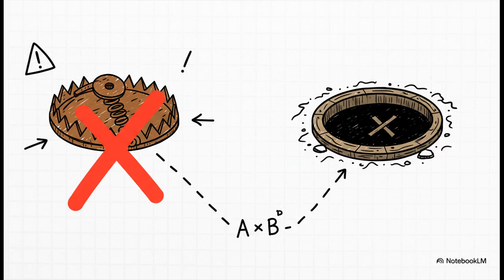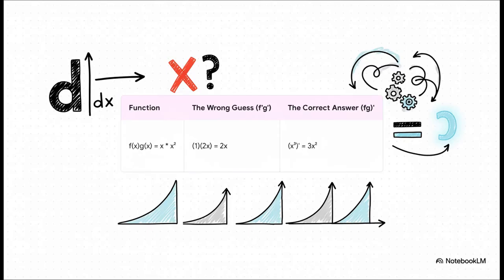Nope, don't do it. It's probably the single most common mistake people make when they're learning this. And let's just prove it with a really simple example so you can see why. Okay, say we have x times x squared. We know that's just x cubed, right? And using our power rule, we know for a fact the derivative of x cubed is 3x squared.